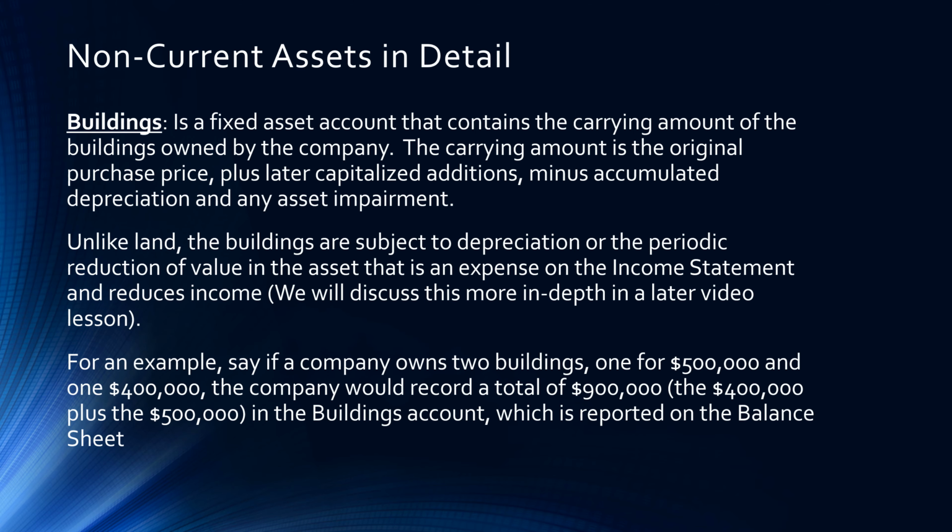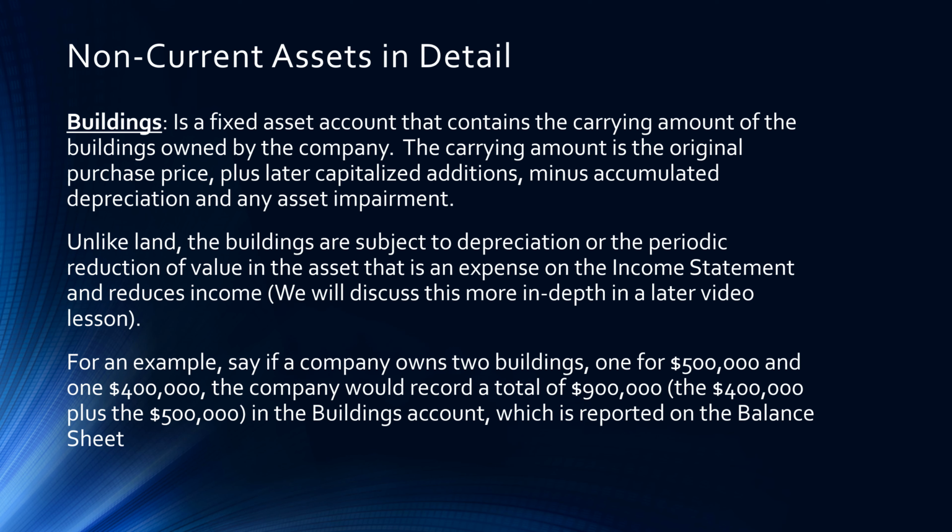Non-current assets in detail. We'll start with buildings. Buildings is a fixed asset account that contains the carrying amount of buildings owned by the company. The carrying amount is the original purchase price, plus later capitalized additions, minus accumulated depreciation and any asset impairment. It's very critical for you to understand the calculation for the carrying amount of the non-current asset, so I want to go over it one more time with you. The carrying amount is the original purchase price plus later capitalized additions minus the accumulated depreciation related to that building and any asset impairments, which is a write-off or a write-down of the asset to its actual value. We'll discuss that later on in this video.